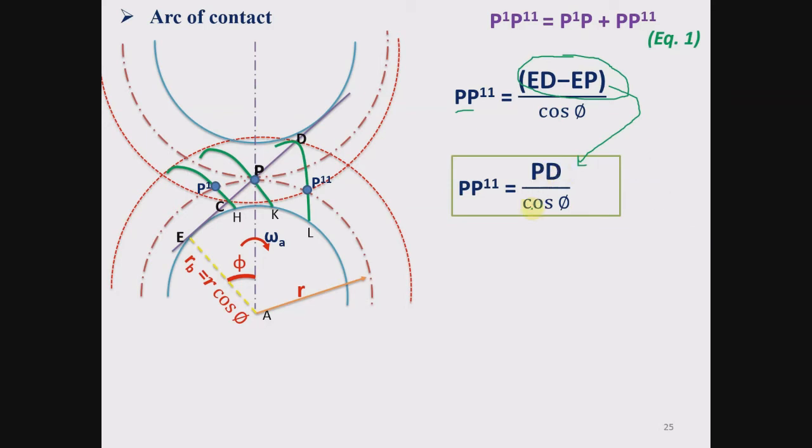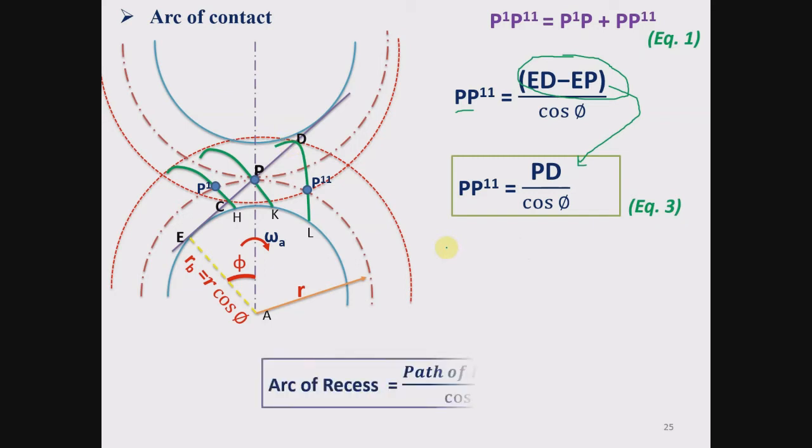Now what is PD? Let us call this as equation number 3. What is PD? PD is the path of recess. So what we have obtained, arc of recess P double dash is equals to path of recess divided by cos of phi. Okay, so all of you write down this, arc of recess is equals to path of recess divided by cos of phi. Okay. Arc of recess equals to path of recess divided by cos of phi.